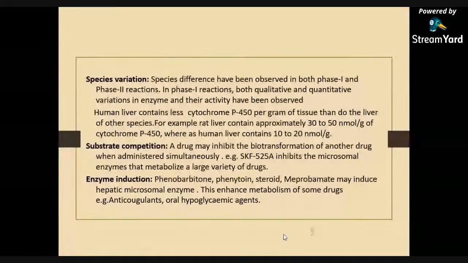The next parameter is substrate competition. A drug may inhibit the biotransformation of another drug when administered simultaneously. For example, SKF 525A inhibits the microsomal enzymes that metabolize a large variety of drugs. The next parameter is enzyme induction. Phenobarbital, phenytoin, steroids, and meprobamate may induce hepatic microsomal enzymes. This enhances the metabolism of some drugs, for example anticoagulants or oral hypoglycemic agents.